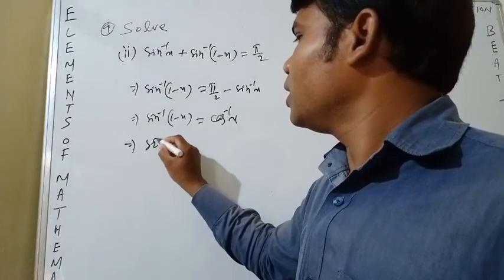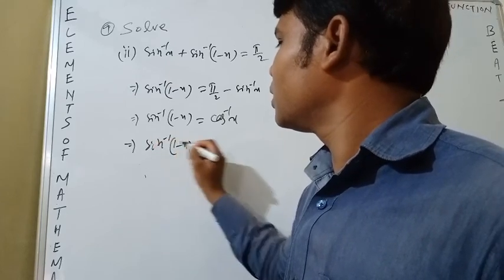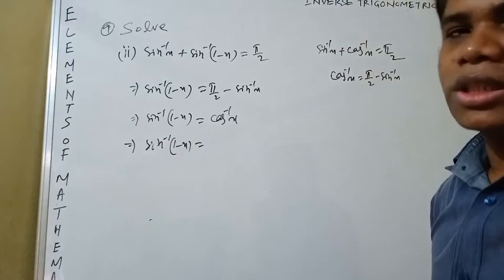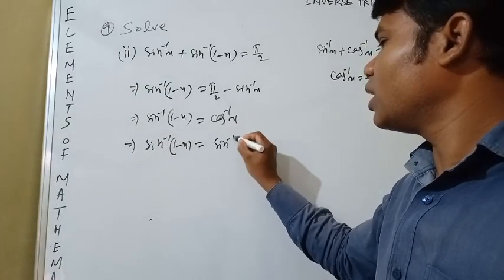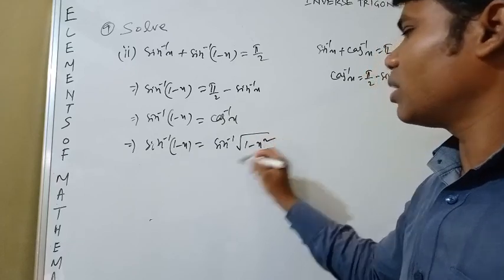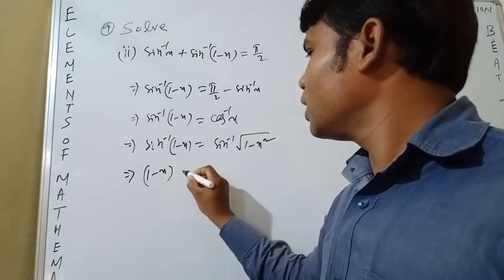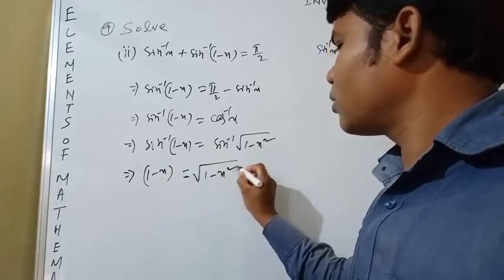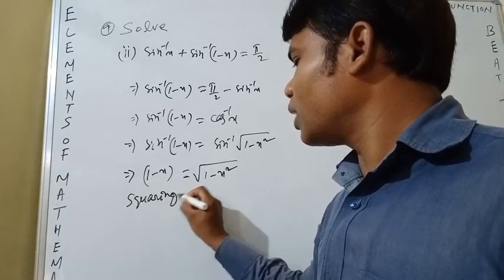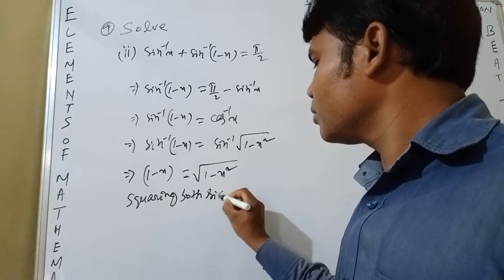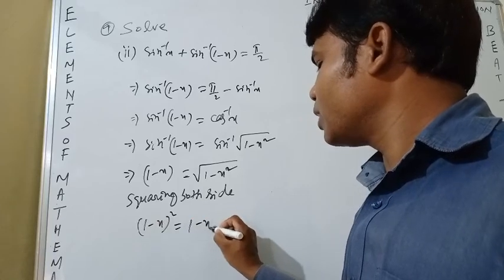So sin⁻¹(1 − x) = cos⁻¹x. I can express it in terms of sin⁻¹: cos⁻¹x = sin⁻¹√(1 − x²). Sin inverse will cancel out, so 1 − x = √(1 − x²). Squaring both sides, (1 − x)² = 1 − x².